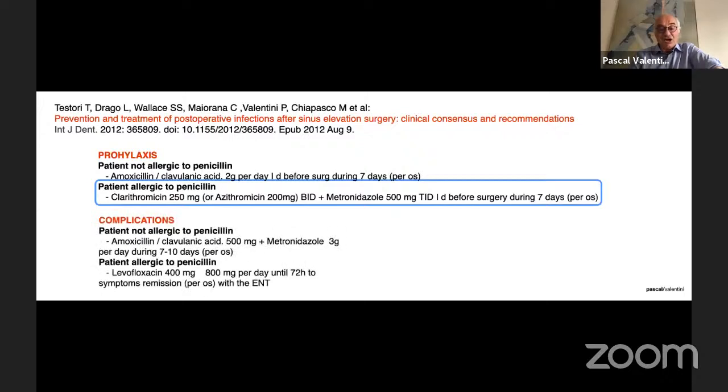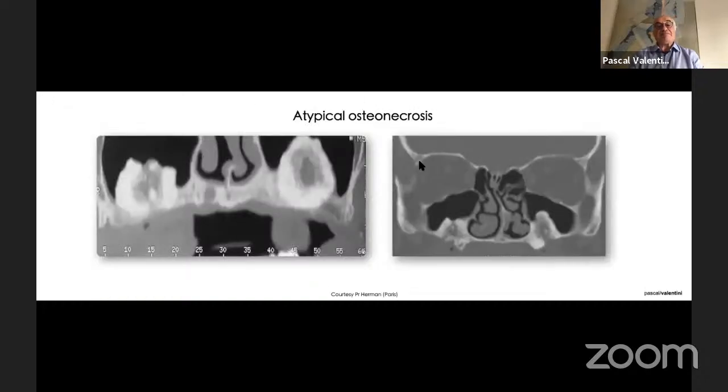In case of complication, the only way will be to use second generation quinolones. But for this, we have to be in contact with the patient's medical doctor or the ENT in order to be able to choose the right one in order to avoid the side effects of those antibiotics.